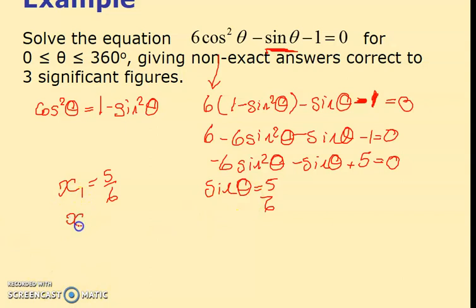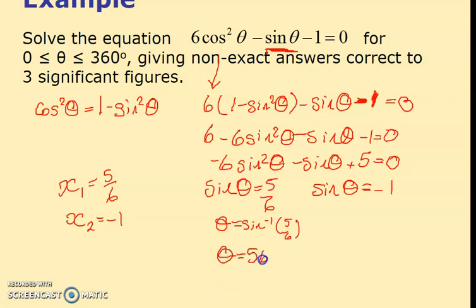Again, the great thing about the calculator is you don't need to worry about quadratics anymore. Now both of these numbers will get solutions because neither of them are above 1 or below minus 1. So if I now inverse this, it's the inverse sine of 5 over 6. I need to go into menu 1. Inverse sine of 5 over 6. It comes up with 56.4 degrees. So theta is 56.4. It says 3 significant figures, so that's okay.